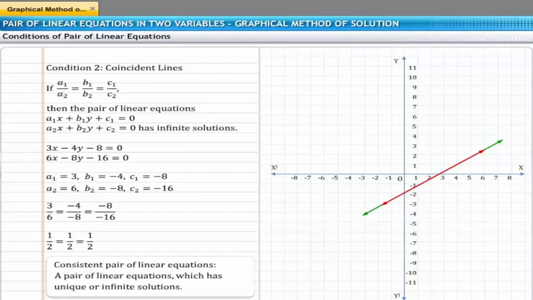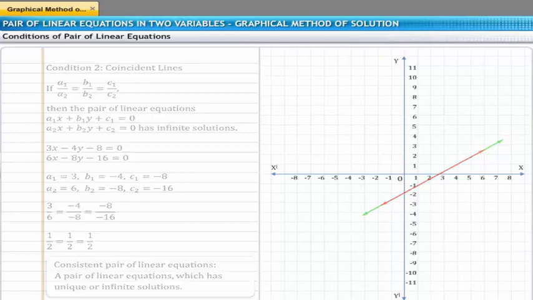A pair of linear equations which has a unique or infinite solutions are said to be consistent pair of linear equations. See, the lines represented by the linear equations are coincident here.